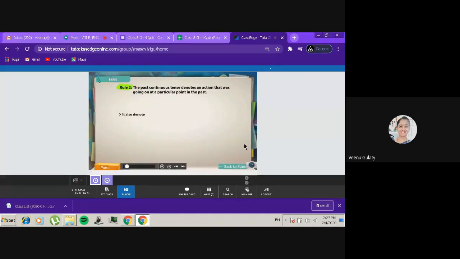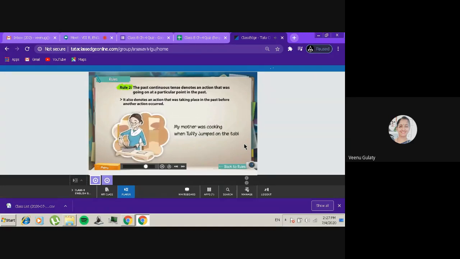You can also use the past continuous tense to denote an action that was taking place in the past before another action occurred. For instance, here, the action of cooking was already in progress before the other action occurred. See, here it's written that my mother was cooking when Tuffy jumped on the table. That means they're telling about one incident when the dog jumped over the kitchen slab, and my mother, what was she doing? She was cooking. So in such places also you use past continuous.